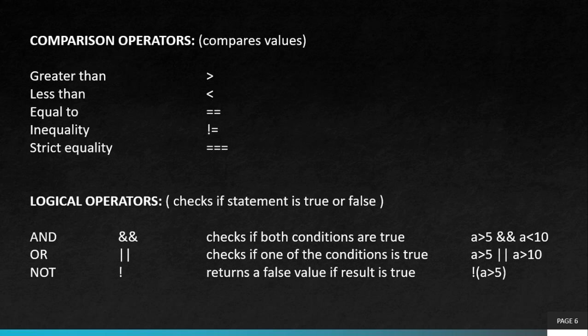Now, if a is not less than 10, this will give us false because both conditions must be true. The second example is for the or: if a is greater than 5 or a is greater than 10. If any of the conditions here is true, it will give you a true Boolean. The last one is not: if a is greater than 5, it should give you false because it's a not, right? So that is it for that.